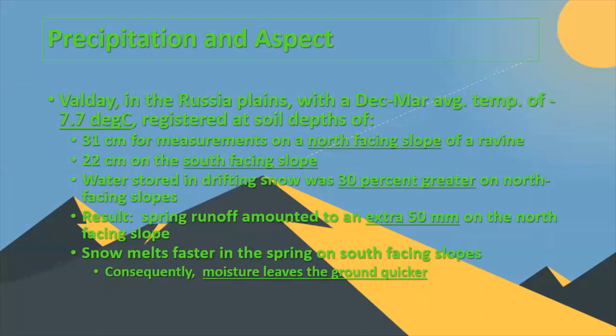So water stored in drifting snow was 30% greater on north-facing slopes. The result is the spring runoff amounted to an extra 50 millimeters on the north-facing slope. So snow will melt faster in the spring on south-facing slopes, and consequently, the moisture leaves the ground quicker than on north-facing slopes.